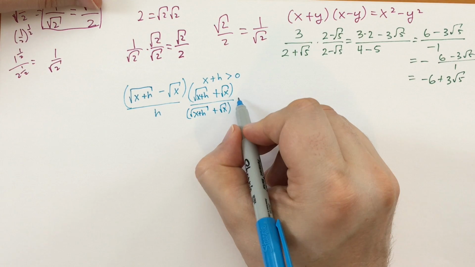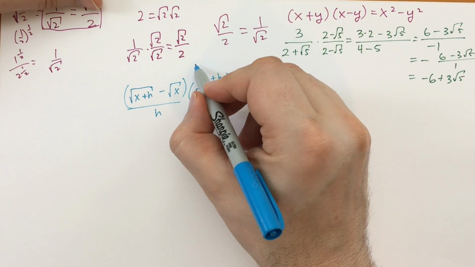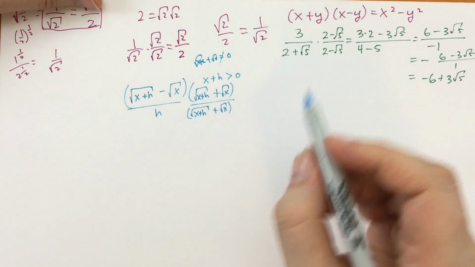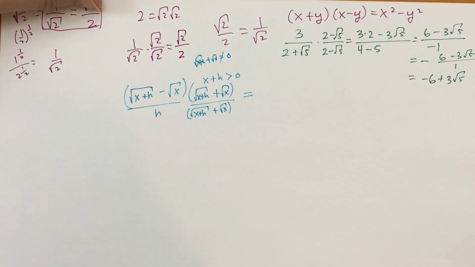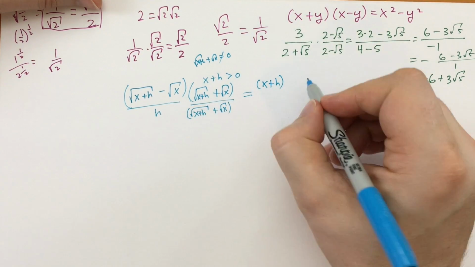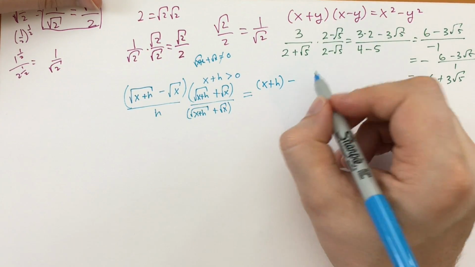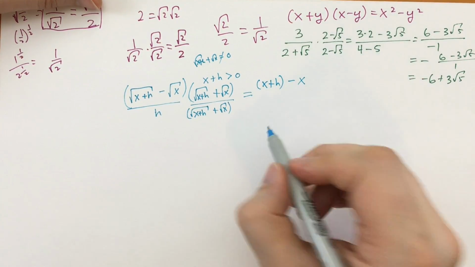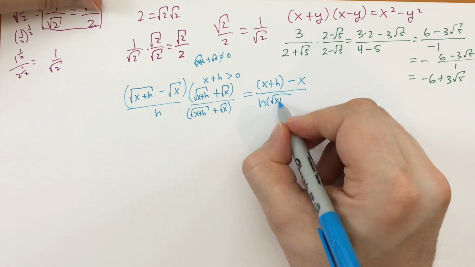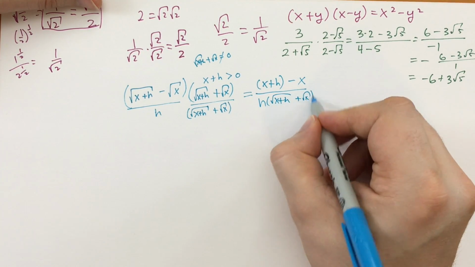This over that is equal to 1. We should probably note that we can't have the square root of x plus h plus the square root of x equal to 0. We can't do that. And then we multiply those two, and we get this squared, so we get x plus h minus the other thing squared. Square root of x times the square root of x, that's just minus x, all over h times the square root of x plus h plus the square root of x.